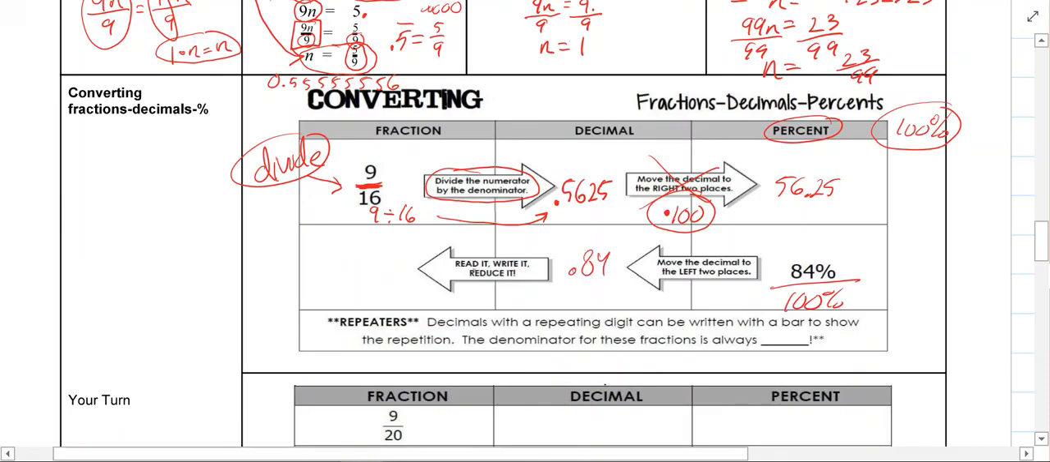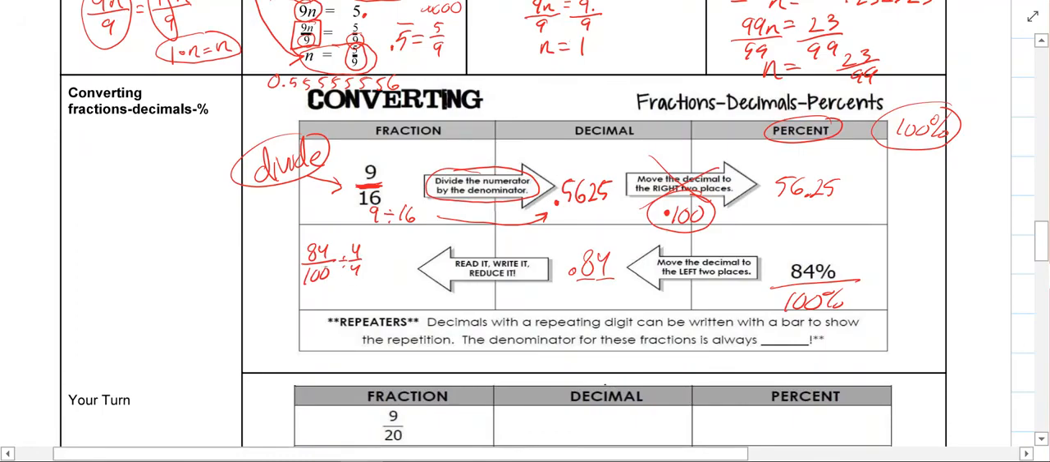And to do this, all you have to do is read it, write it, and reduce it. So 84 hundredths. Remember, this is the tenths, this is the hundredths, 84 hundredths. You just said it. Now those are both even numbers, so we know that we can divide both. I happen to know that I can divide both by 4.